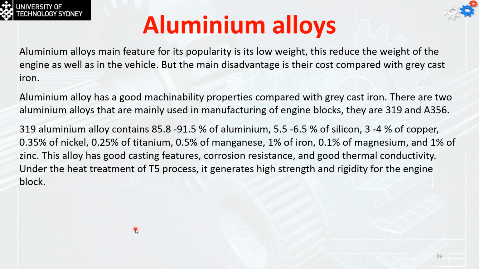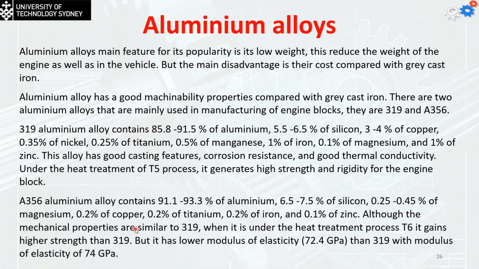The main advantage of this alloy is the good casting features. It's going to have very high corrosion resistance due to the presence of the manganese, magnesium and the zinc, of course, and it has good thermal conductivity. Under the heat treatment of the T5 process, it's going to generate high strength and good rigidity for the engine block, which is somehow close to the gray cast iron, but of course less than gray cast iron.